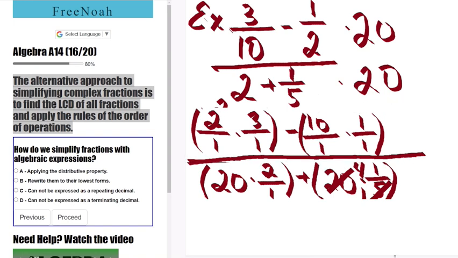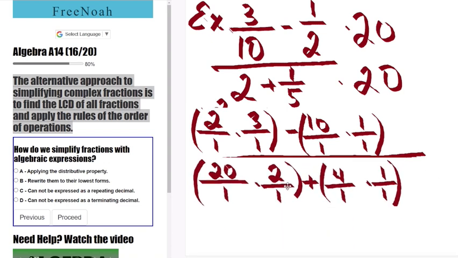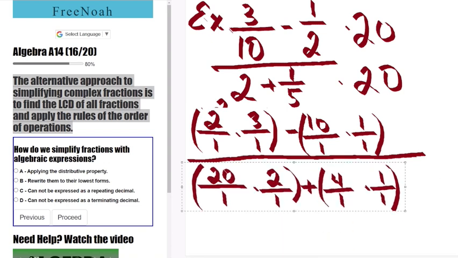Alright, moving on here. So now we have 20 over 1 times 2 over 1 in parentheses. Plus, open up a new parenthesis bracket, 4 over 1 times 1 over 1. And then close that parenthesis bracket. And that is our rewritten denominator, simplified. Perfect. Next step here is where we begin to multiply.